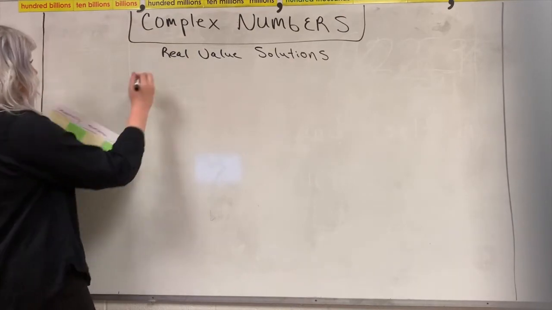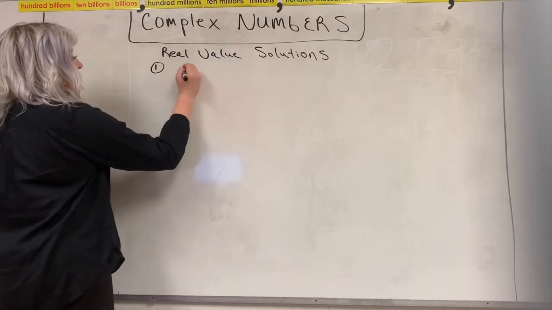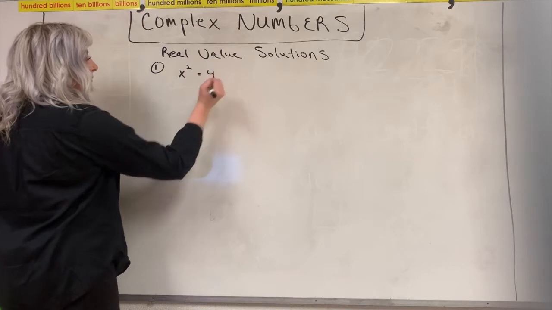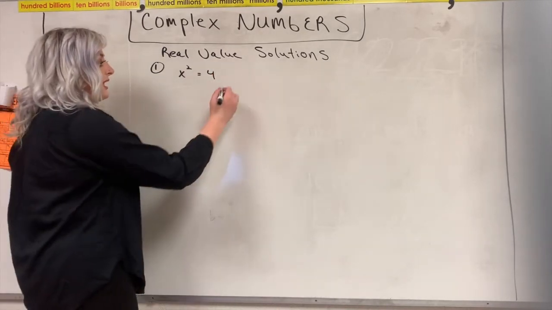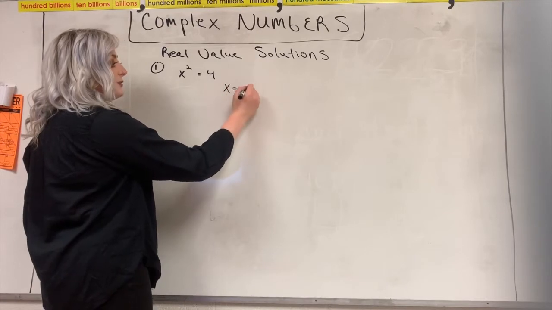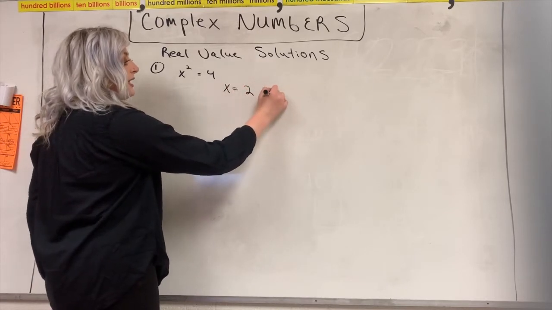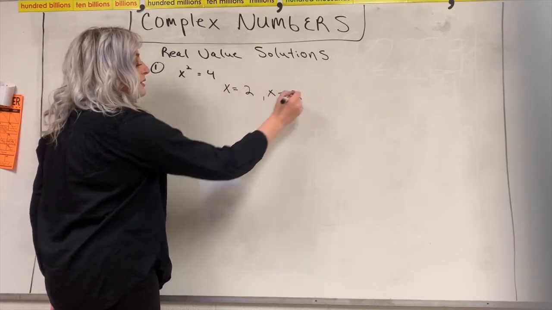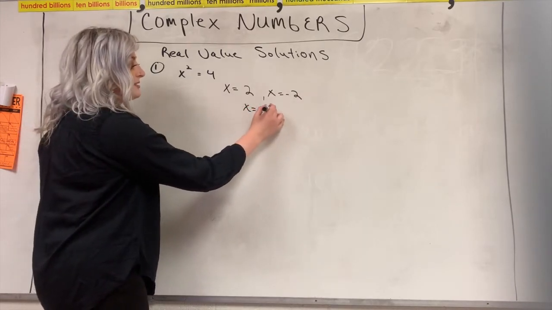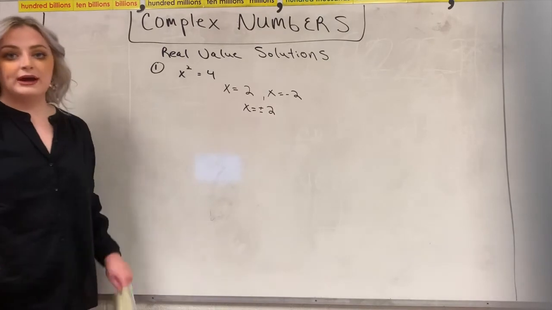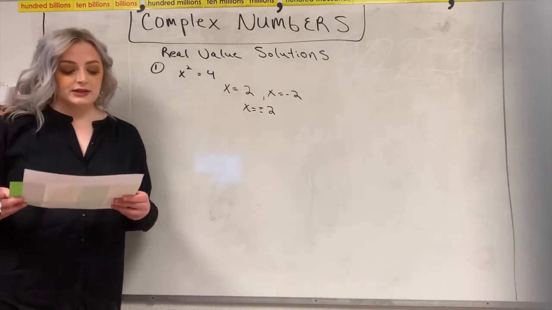Okay, so for the first example, we have x squared equals 4. Well, we know that this has two solutions. It has the solution x equals positive 2 and x equals negative 2, which we also often write as x equals plus or minus 2.